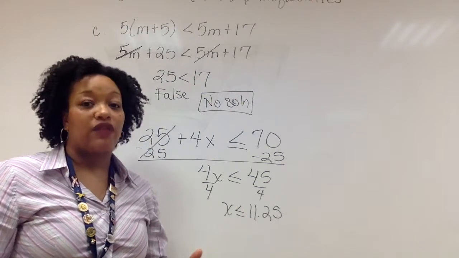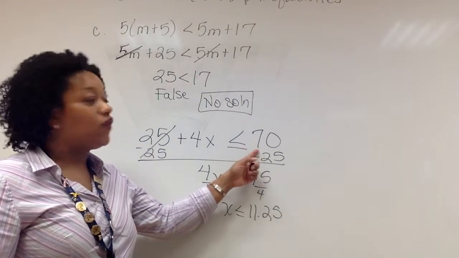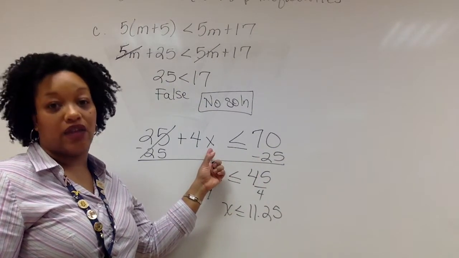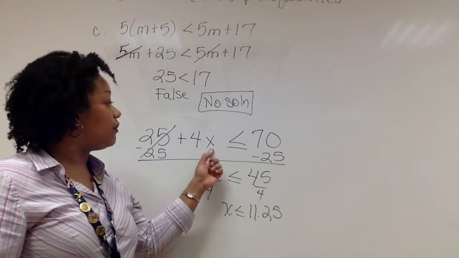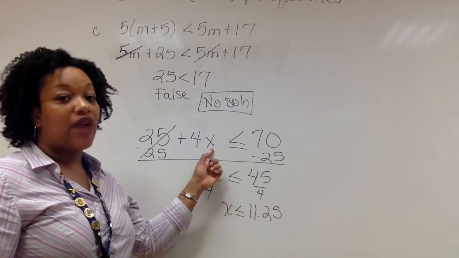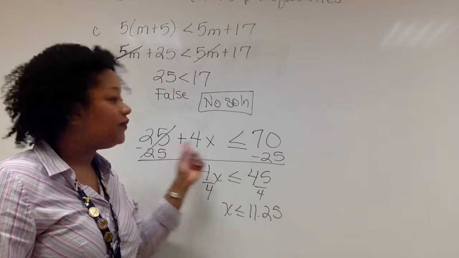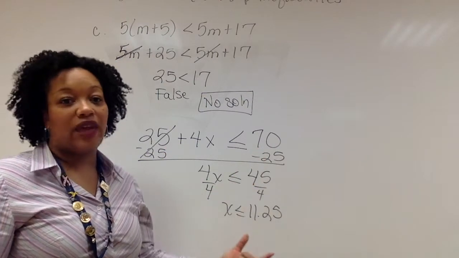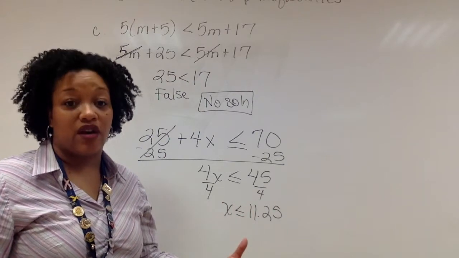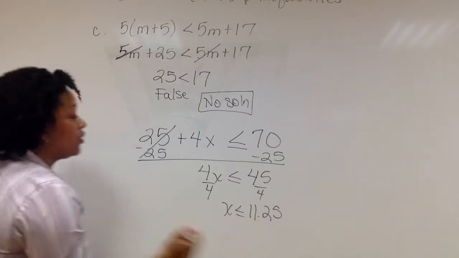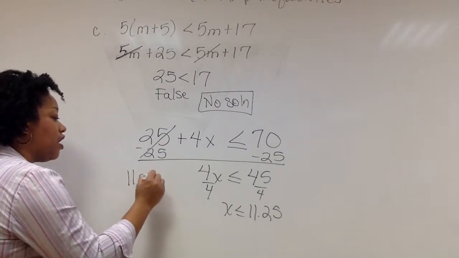If you put 12 songs, that's going to take you over the 70. And if you don't believe me, substitute in a 12 right here. 12 times 4 is 48. If you add 48 to 25, that gives you 73. That's more than 70. So you can't burn 12 songs. So your answer to this problem, based on this number, should be 11 songs.